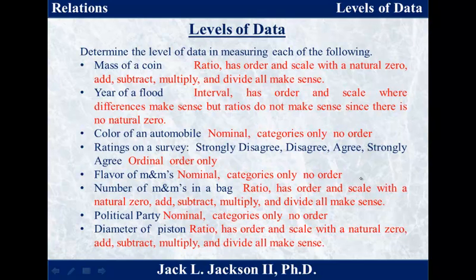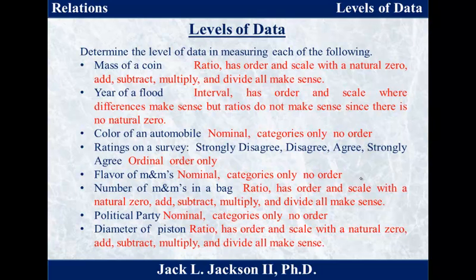Mass of a coin is a ratio. It has order and scale and a natural zero. We can add, subtract, multiply, and divide and make sense of that. Zero mass would mean there's really nothing there. So it has a natural zero. It has order to it. So that's ratio, the highest level.